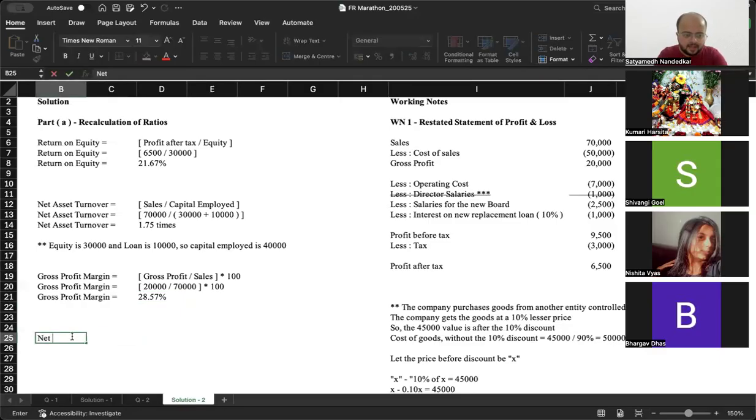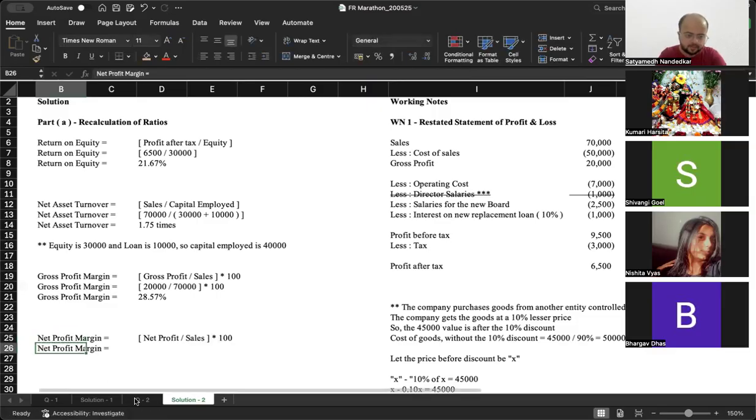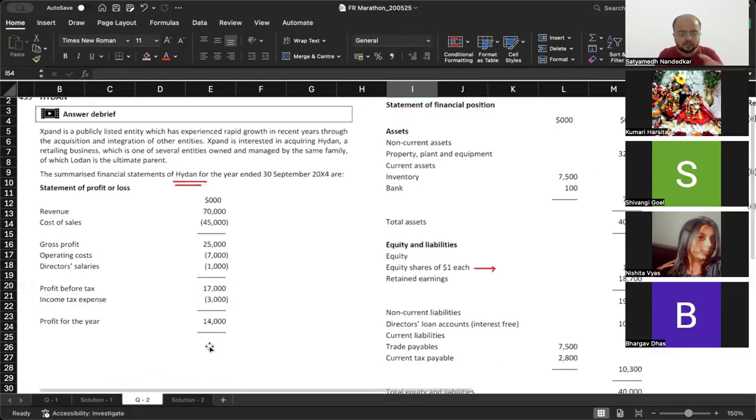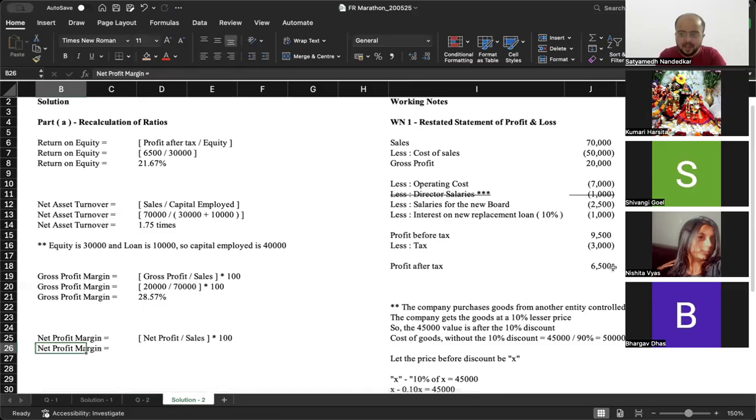And the last thing that they want you to calculate is net profit margin. Net profit upon sales into 100. How much is net profit? What updated net profit will it be? 6,500 upon 70,000. 6,500 upon 70,000 into 100. 9.2.